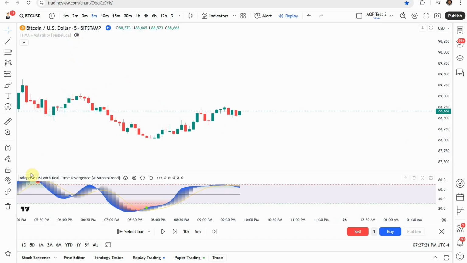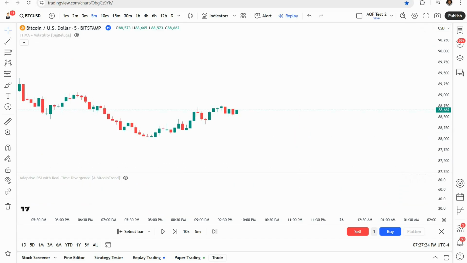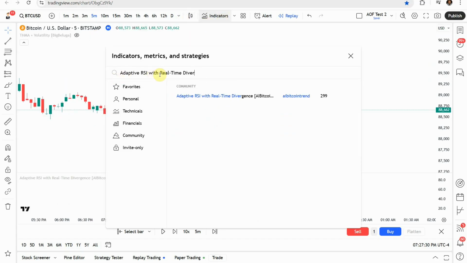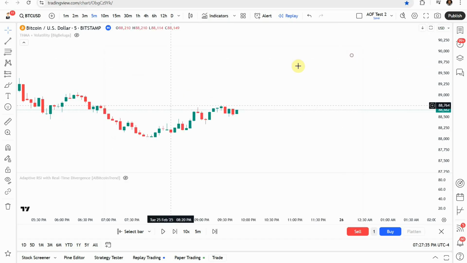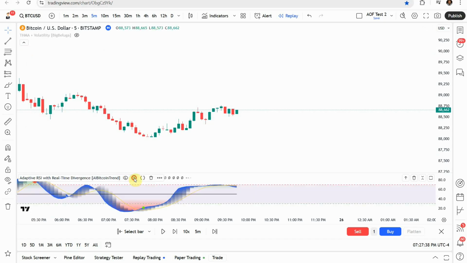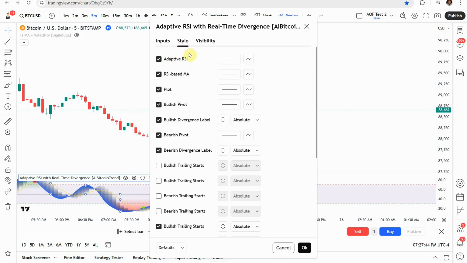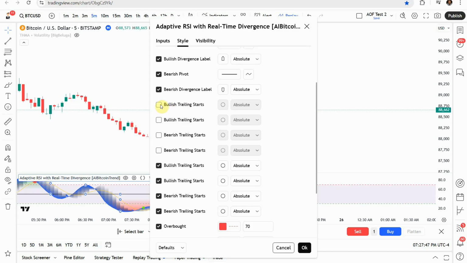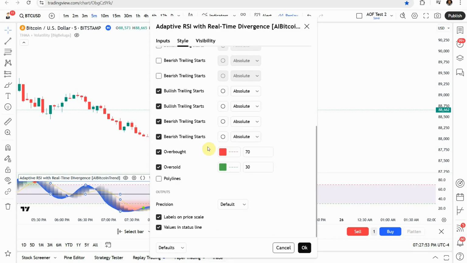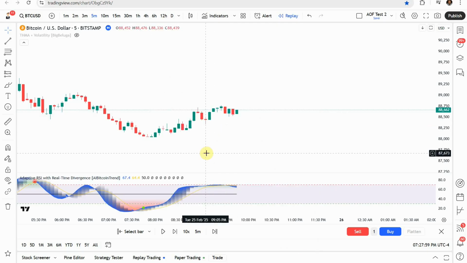What we'll do is go ahead and hide the two indicators we have on screen. Now, the first indicator we will add to the screen is going to be the adaptive RSI with real-time divergence. This one right here. Go ahead and click on that and add it to the screen, and we'll jump into the settings. Go into the styles, and uncheck these first four selections right here. Then scroll down a little bit farther and uncheck the polyline selection right here. Then click OK. Everything else stays on the default setting.